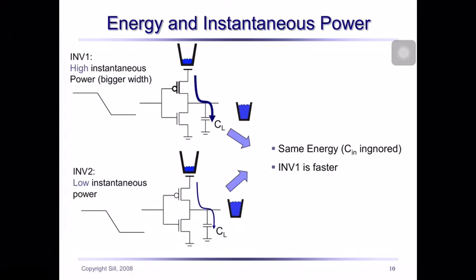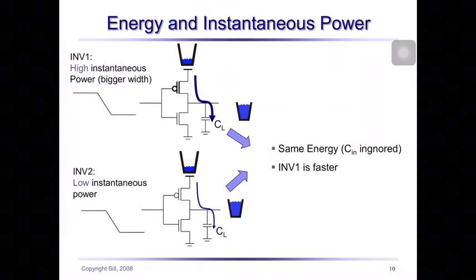Now, energy, also instantaneous power, is dependent on capacitance. As you can see here in the first inverter, when it is pulled up, higher power is produced when there is a higher capacitive load. And if you have a smaller capacitive load, you will have low instantaneous power.